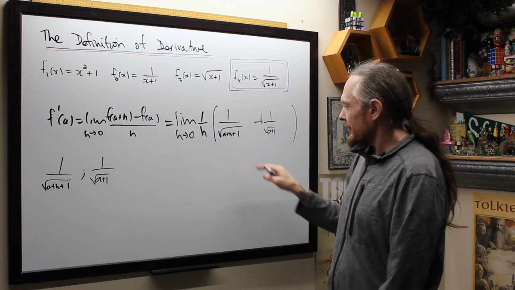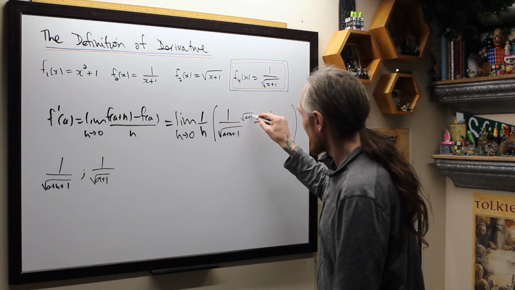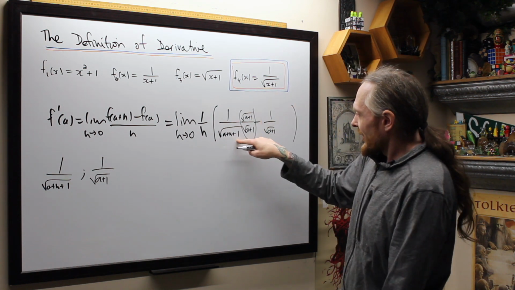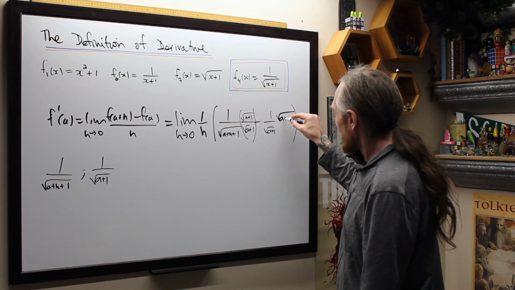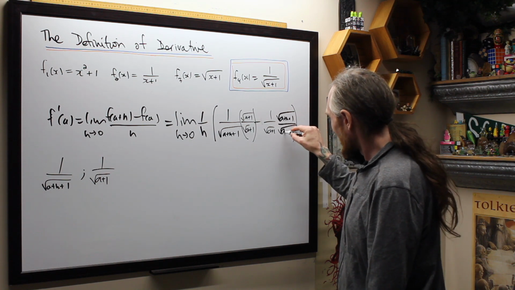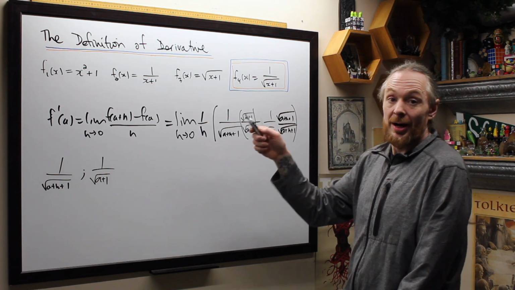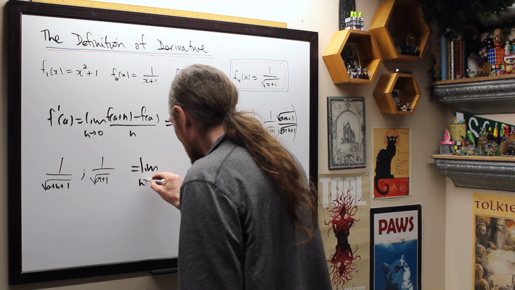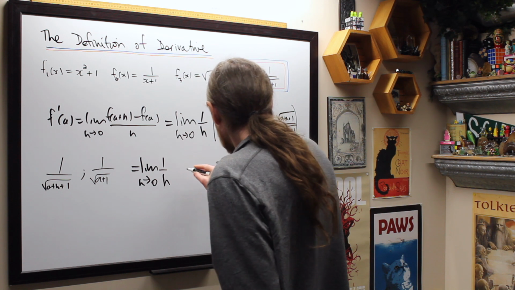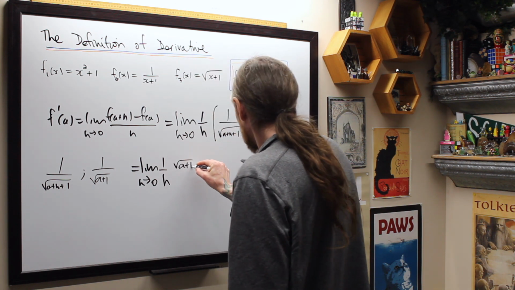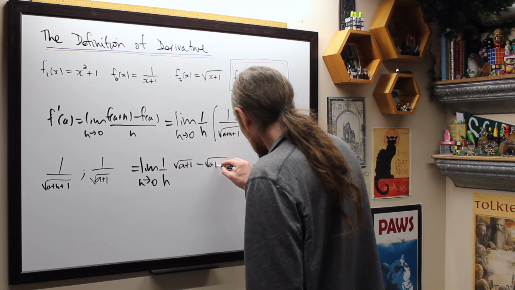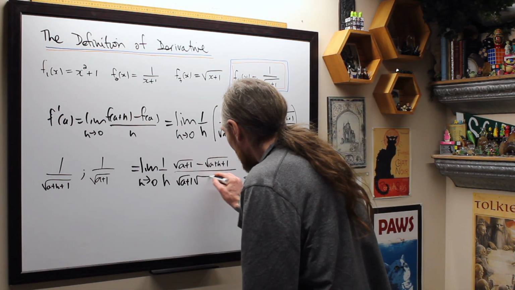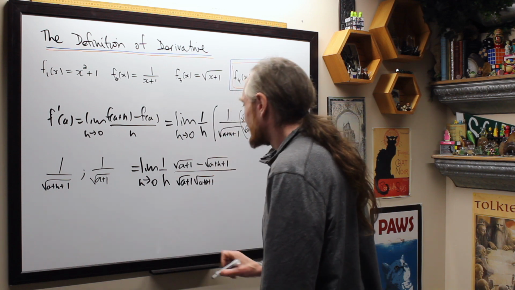Leave a space. So this one is missing the square root of a plus 1, so I multiply by 1 here. And then this one is missing this guy, so I do the square root of a plus h plus 1 over the square root of a plus h plus 1. Now I have a common denominator. Let's clean that up. This is equal to the limit as h approaches 0 of 1 over h times the square root of a plus 1 minus the square root of a plus h plus 1, over now the square root of a plus 1 times the square root of a plus h plus 1.